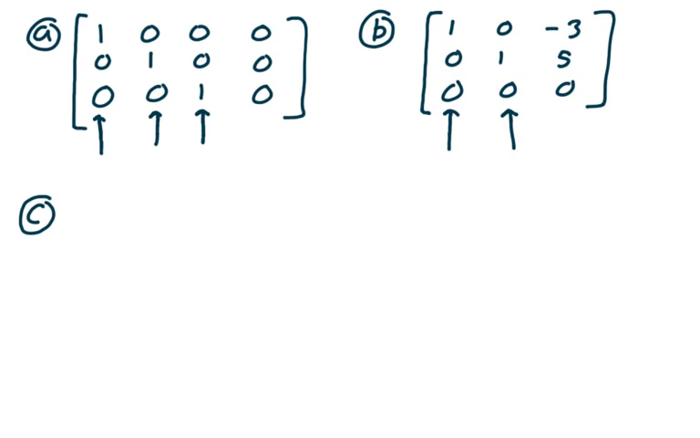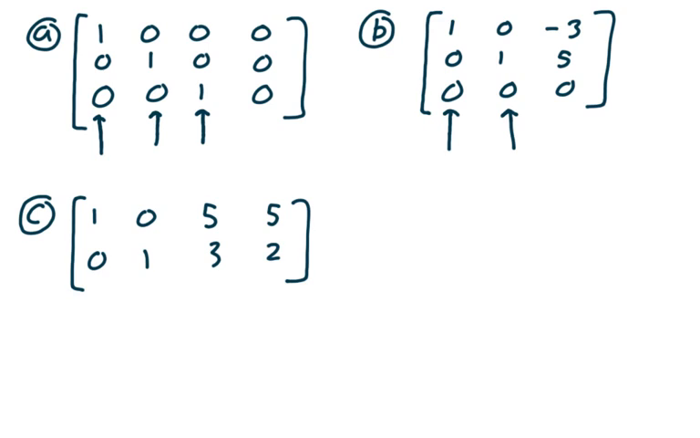Part C. Suppose I give you the matrix 1 0 5 5, 0 1 3 2. And here's another matrix in reduced row echelon form.